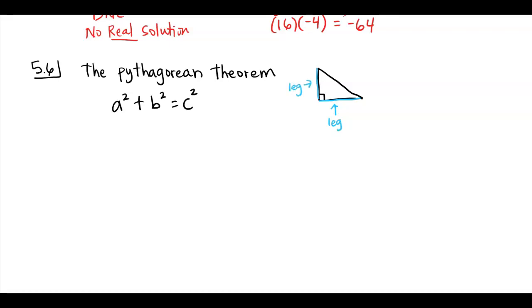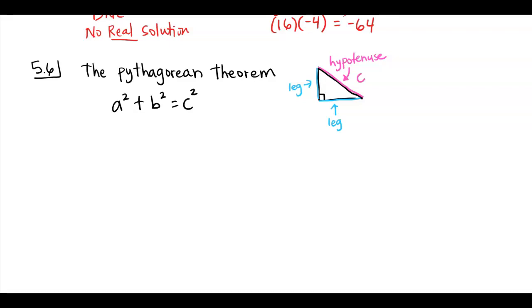That's the leg of the right triangle. And then the other side, the one that's opposite our 90-degree angle, is called the hypotenuse. Right? And the hypotenuse is always the longest side of the right triangle, and it's always opposite that 90-degree angle. Okay? And so in our Pythagorean theorem, the hypotenuse is always c.